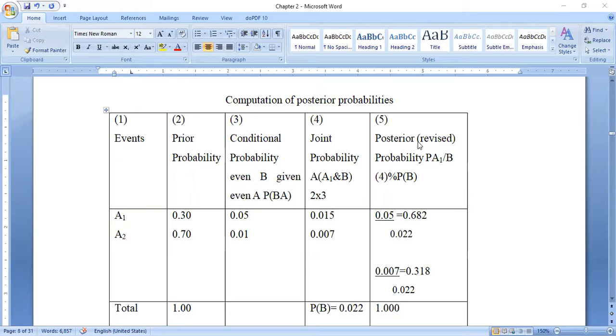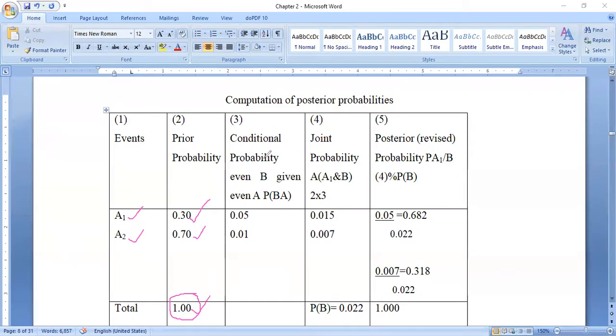From the above information, in the events A1, A2, that is machine 1 and machine 2. Prior probability means the prior information which is available in the question itself, that is A1 produces output 30%. We remove the percentage symbol and write 0.30, then 0.70. If you add 0.30 and 0.70, it is 1. This is called the prior probability.